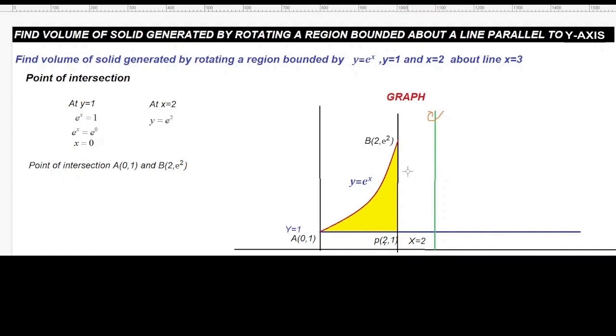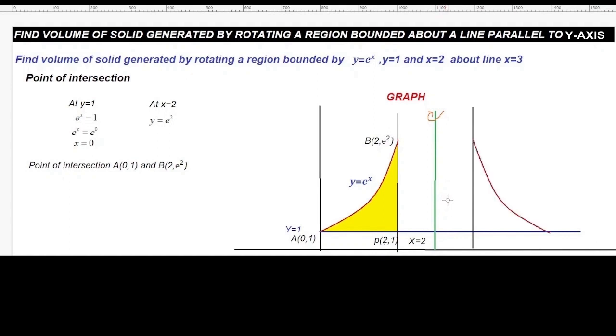So here we need to find the image of the bounding lines, that is x is equal to 2, y is equal to 1 and y is equal to e to the power x, about this axis of rotation, that is the green line. For y is equal to 1, the image will just be the extended part of this line. So this portion also gives the image of y is equal to 1. And for the image of x is equal to 2, we have to take another vertical line at the same distance as x is equal to 2 from the axis of rotation.